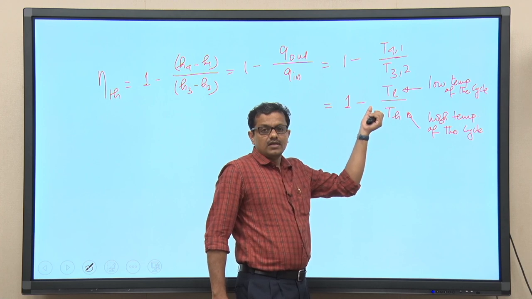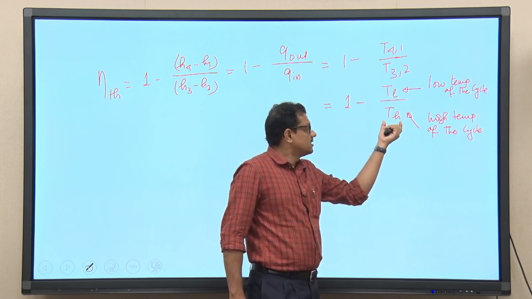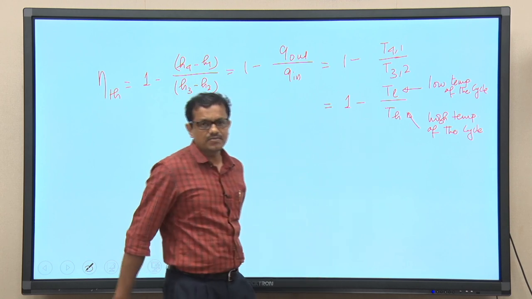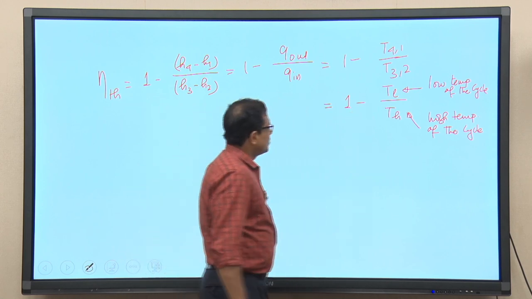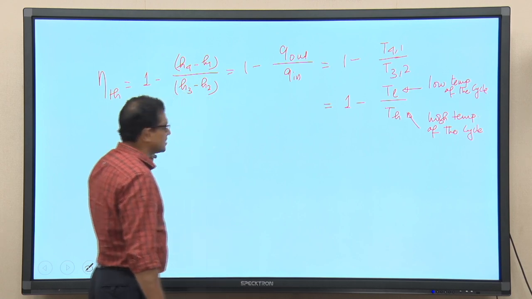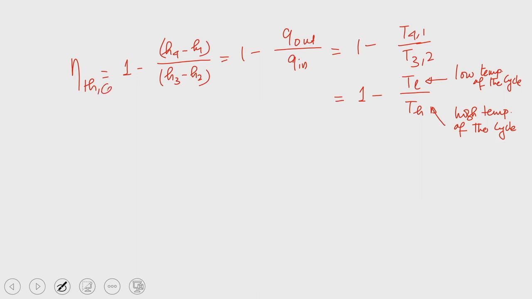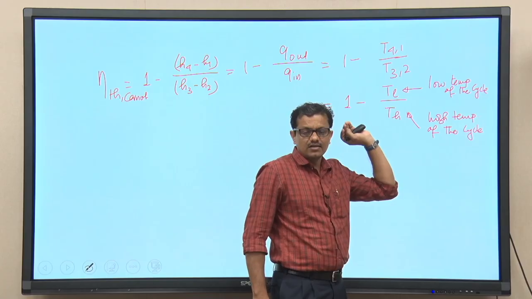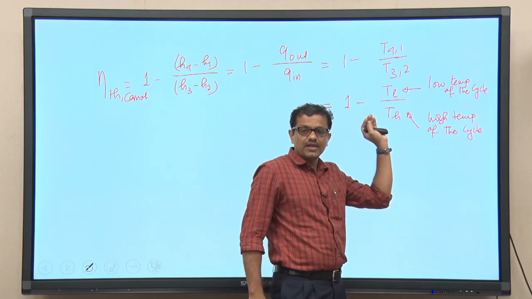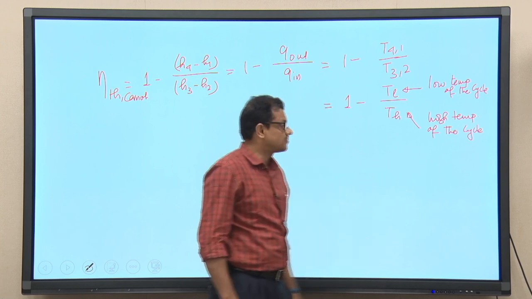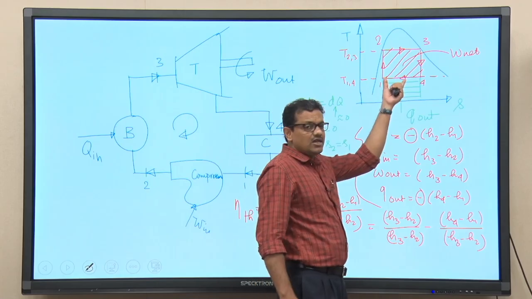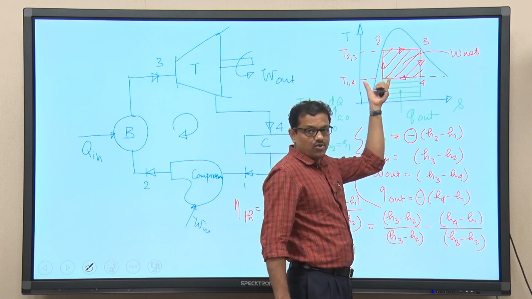Contrarily, if we increase the high temperature part of the cycle, then the efficiency will increase. So, there are two ways by which the thermal efficiency of the Carnot cycle can be increased: either by reducing the temperature of the low temperature part of the cycle or by increasing the temperature of the high temperature part of the cycle. If you would like to reduce the low temperature part of the cycle, that means we need to reduce T4 and T1.